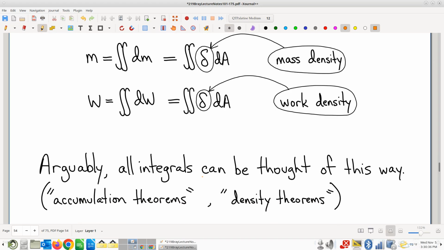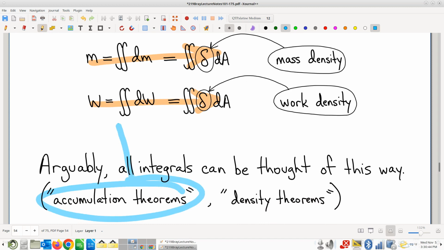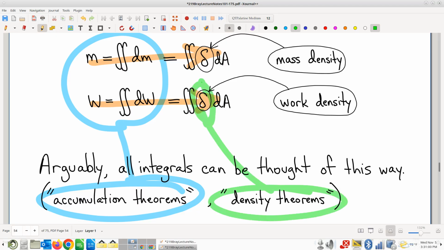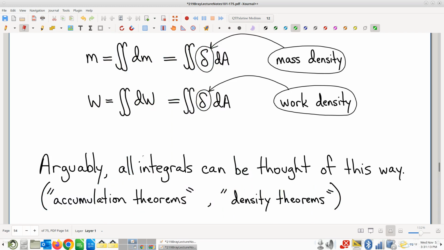And by the way, just a little terminology. Theorems that we get by making this argument, sometimes I call these accumulation theorems because accumulation is the foot in the door. That's what makes it possible. That's why I can write it down as an integral in the first place. So it's just a terminology that I like. You might not hear that elsewhere. I also sometimes call these density theorems because in all such cases, the corresponding density is the integrand for the resulting integral. So another terminology that, again, I like. You may or may not see these elsewhere.